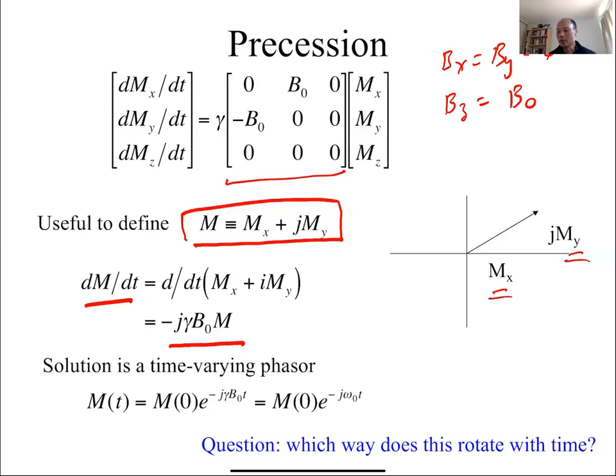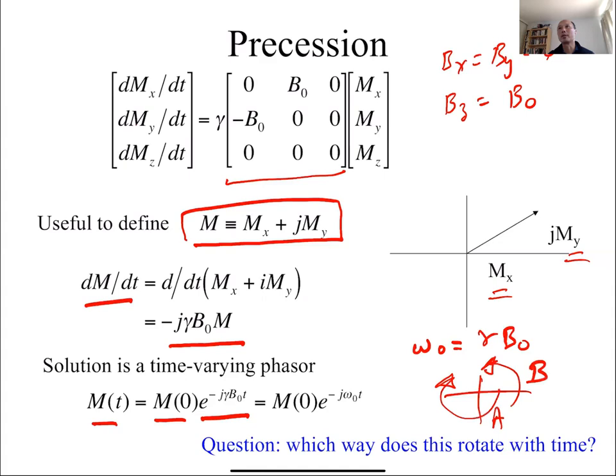It turns out that the solution is M of t equals M0, the initial condition, times e to the minus j gamma B naught t, or M naught e to the minus j omega naught t, where omega naught is defined as gamma B naught. So the question is, which way does this rotate with time? It could rotate this way, let's call that A, or it could rotate this way, let's call that B. Since we've got the polling, let's actually do that.